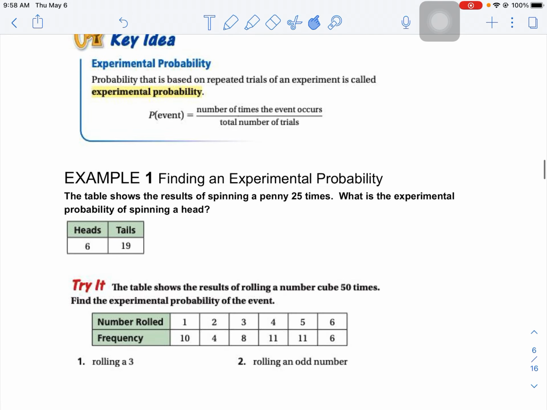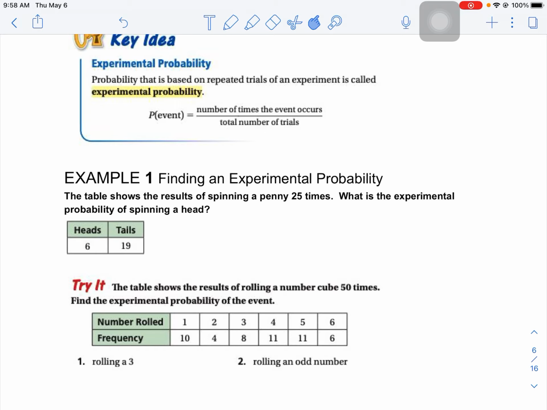All right, so looking at example 1, it says finding an experimental probability. The table shows the results of spinning a penny 25 times. What is the experimental probability of spinning a head? Okay, so this is an experimental probability because we're doing an experiment. We're going to take the penny, spin it 25 times, record the results.